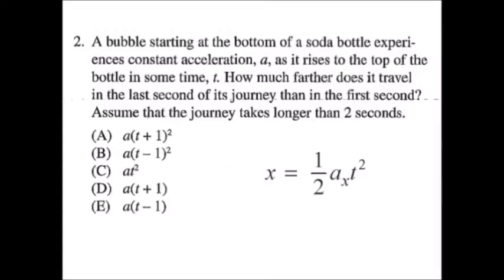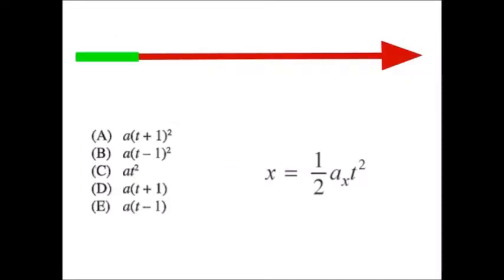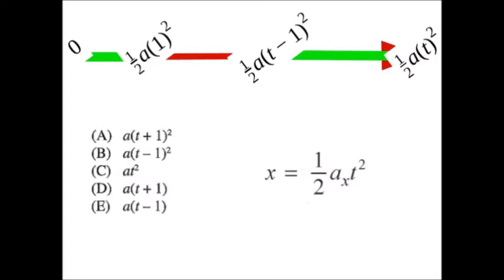There's the part we care about. There's the path of the bubble. This is how far it goes in the first second. This is how far it goes in the last second. So we have 4 distances to care about. There's the first two. Starts at 0. 1/2 a1 squared. There's the second two distances we worry about.